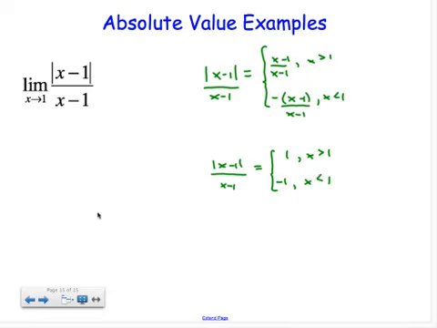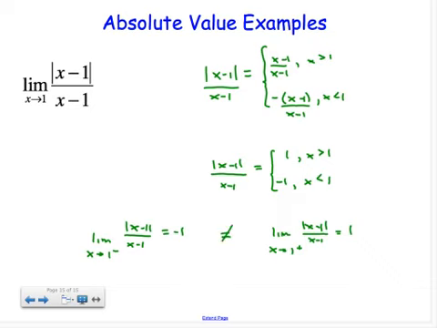Okay, so now what do we need to do? I have a piecewise function. I need to evaluate the limit where the function breaks, so I need to look at the two one-sided limits and see if they are the same. So the limit as x approaches 1 from the left of my function, when I simplified it, is always equal to negative 1 when x is less than 1. And the other side, the limit as x approaches 1 from the right, is always equal to positive 1. Since these limits do not match, they're not the same, then the full limit as x approaches 1 of this function does not exist.